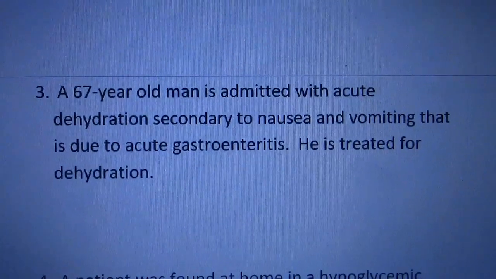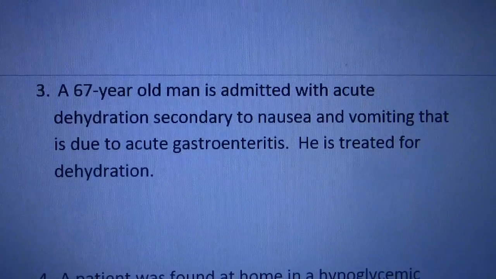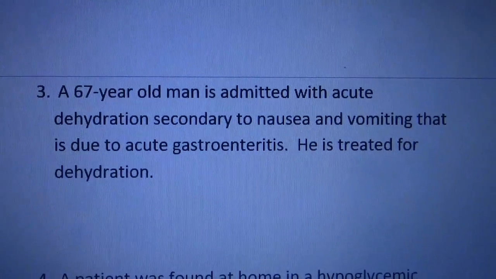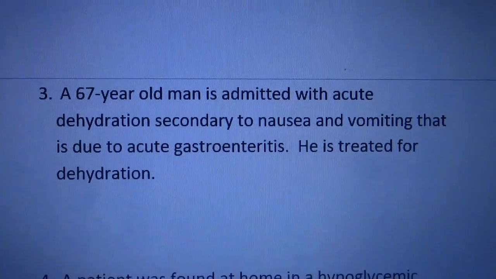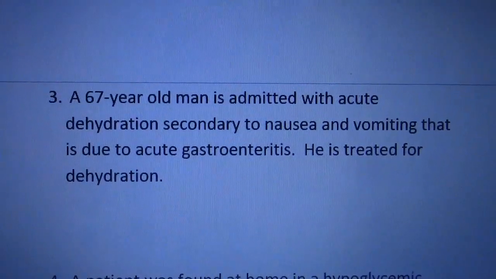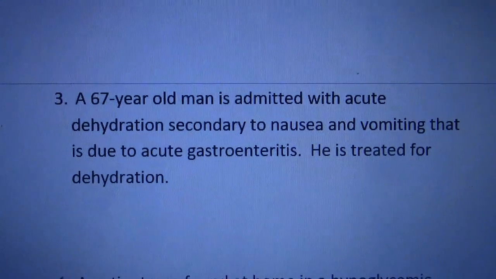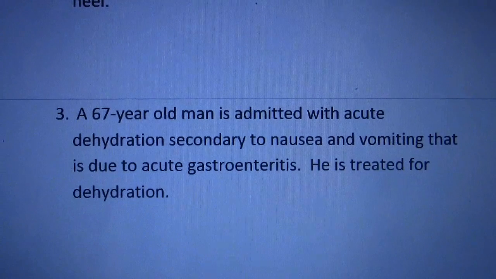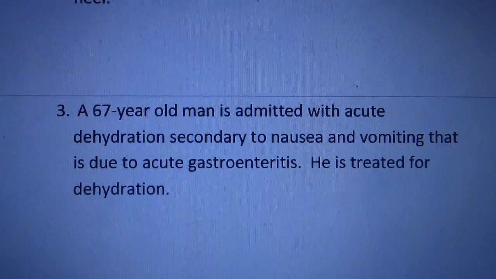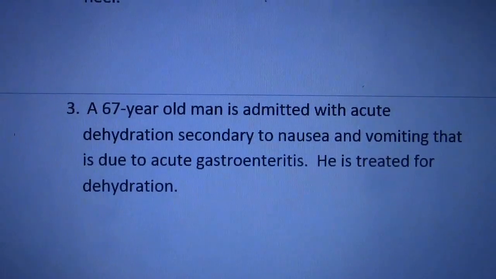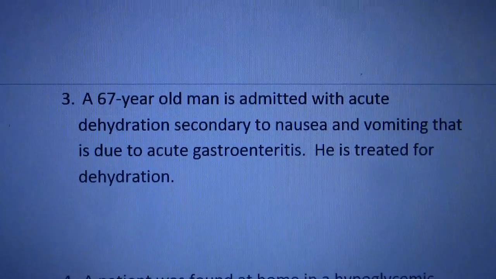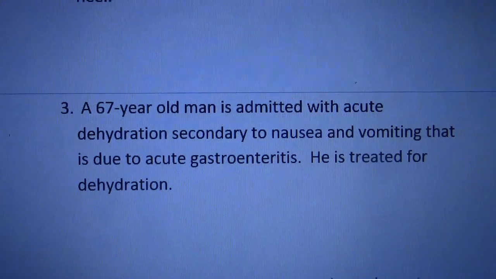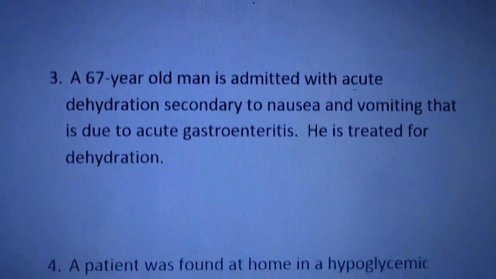So to appropriately code this scenario with a 67-year-old man that is admitted with acute dehydration, that acute dehydration is first, E86.0. It says the dehydration is secondary to nausea and vomiting that is due to acute gastroenteritis. He is treated for the dehydration. Guys, we only need two codes here: dehydration and acute gastroenteritis. E86.0, K52.9. All right, number 4.